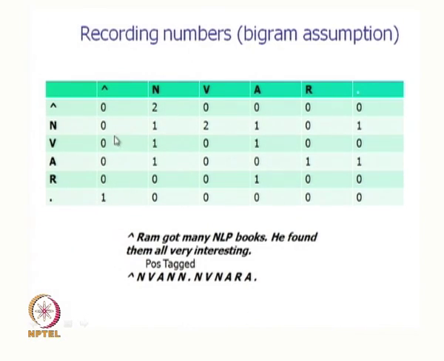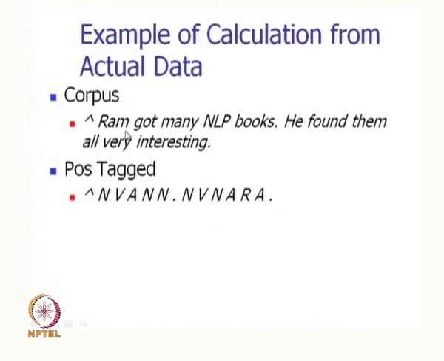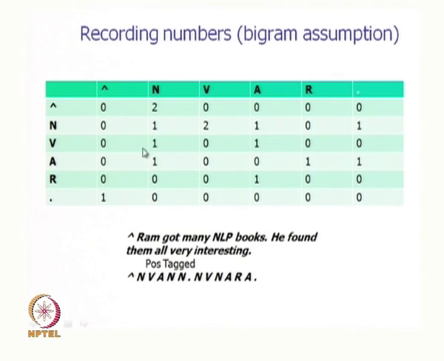Okay. When we come to the noun column, how many times is noun preceded by noun? Let us see in the corpus. Noun preceded by noun, there is only one such example, NN, which is NLP books. So, we have recorded in the cell that noun is preceded by noun only once. How many times is noun preceded by verb? Only once. How many times is it preceded by adjective? Only once. Is it true?